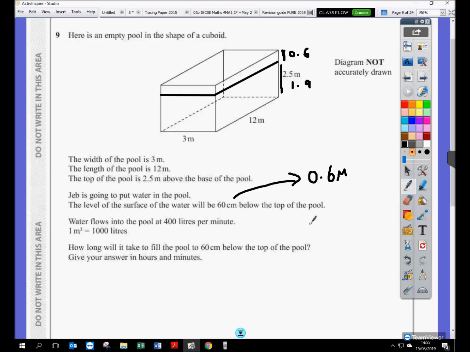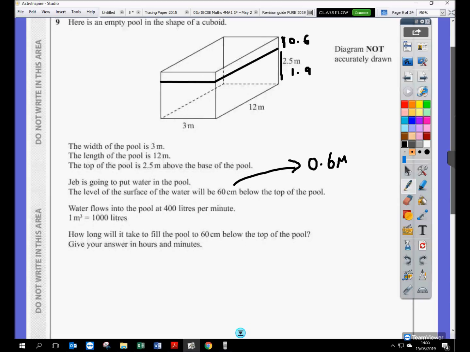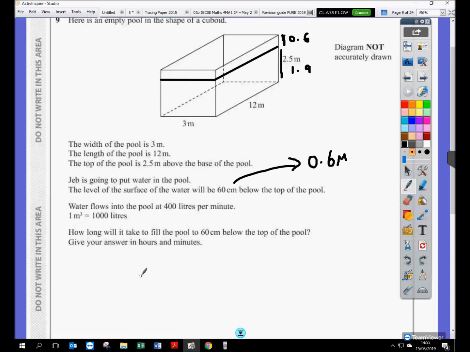Okay, now what we need to do is work out the volume of water in the pool. We know that the volume of a cuboid is length times width times height, and they're all in the same units now. So we have 3 times 12 times the height of the water, which is 1.9. This gives you an answer of 68.4. Now the units for this are meters cubed.